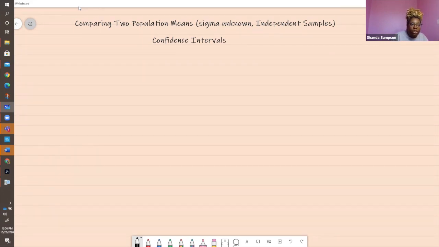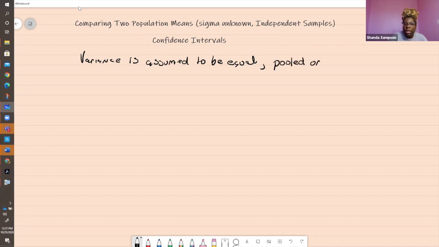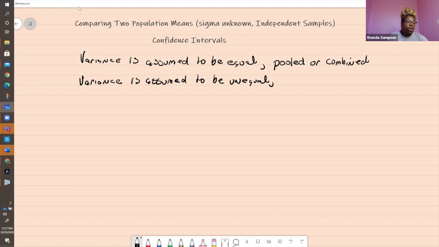When the variances are assumed to be equal, we can call that pooled data because we can pool them together. We call it pooled, P-O-O-L-E-D, or some books call it combined. Meaning if the variances are assumed to be equal, we can just combine them. We can pool them together to do a good estimate of the population variance because it's the same. When the variance is assumed to be unequal, like with the two different ball players, then we call that, of course, unpooled. We can't combine those together.